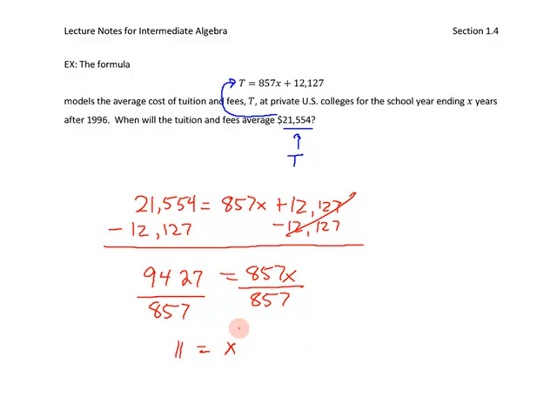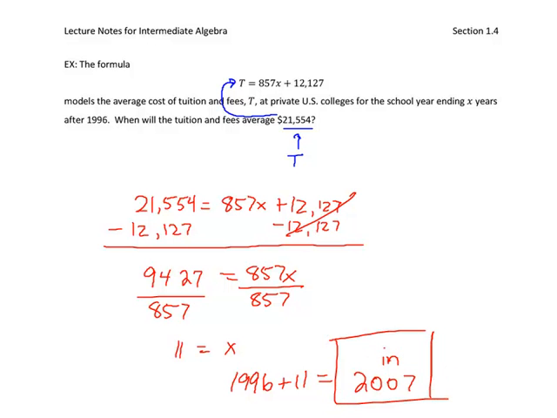Now don't circle that answer because you're on a word problem. On a word problem, you always need to answer the question. And just because you get a value for a variable doesn't mean that that's the answer to the question. 11 is not the answer because the question is, when will the tuition and fees average that? 11 doesn't tell me the answer, but we can interpret that, right? X is years after 1996, so 11 years after 1996 is 2007. So in 2007 is the answer. That's when the tuition and fees will average 21,554. Actually, technically at the end, or the year ending in 2007. Okay? And that is the end of section 1.4.